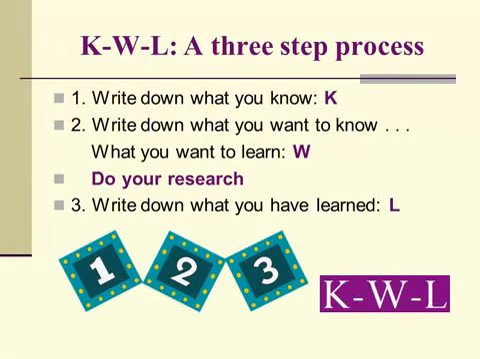KWL is a three-step process. In step 1, you write down what you know. That is the K. In step 2, you write down what you want to know, which is the same as saying what you want to learn. That is the W. Then you do your research and move to the third step, what you have learned. That is the L.